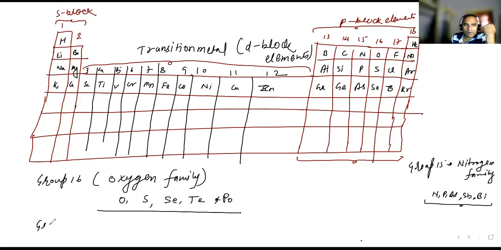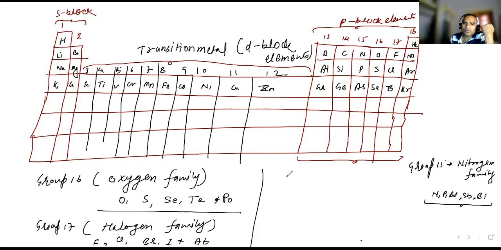If you talk about group 17, that is called the halogen family. The halogen family elements are fluorine, chlorine, bromine, iodine, and astatine, At.